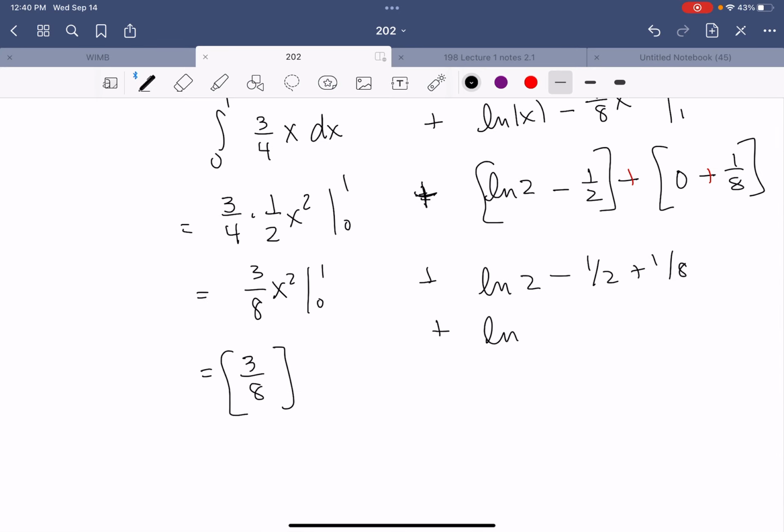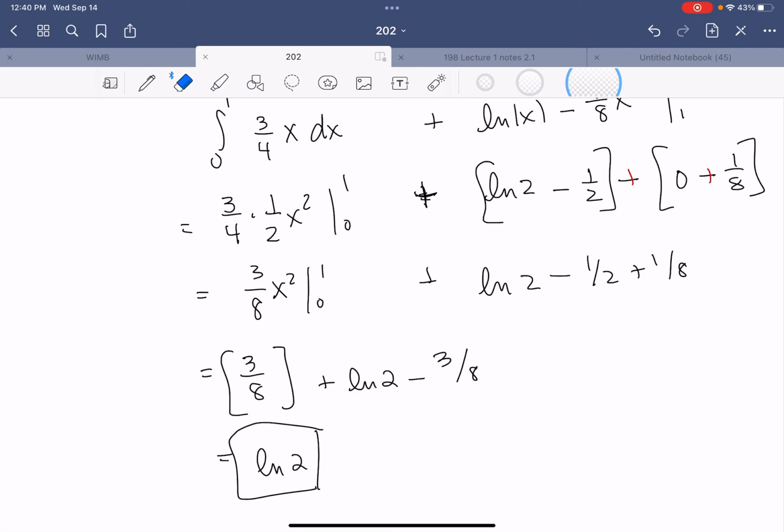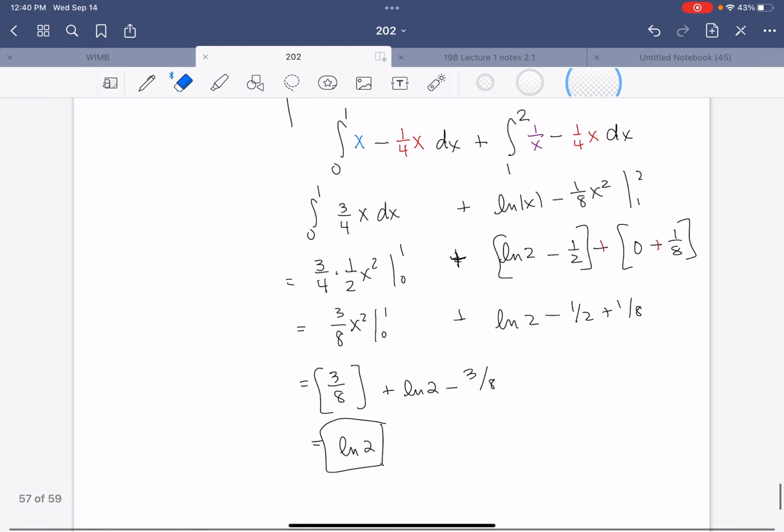So this is the natural log of 2. And I'll bring it down here in line with this. So plus the natural log of 2. And let's see, that's negative 4/8 plus 1/8 is minus 3/8, which cancels with the 3/8, which just turns out to be the natural log of 2. And that's my area between the curves.